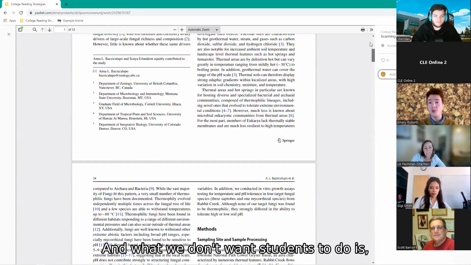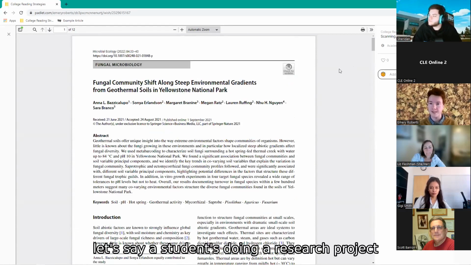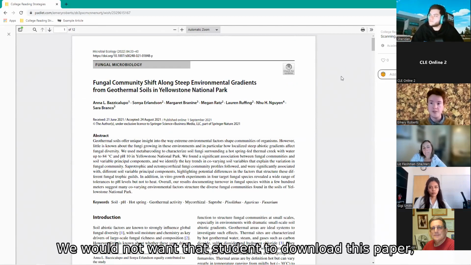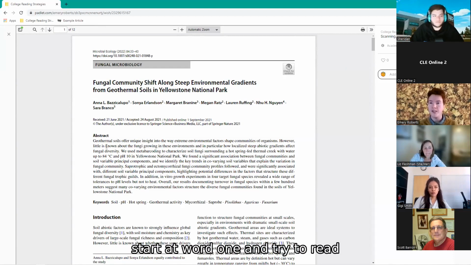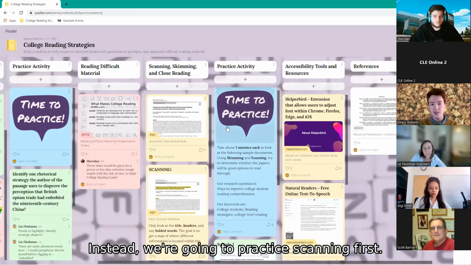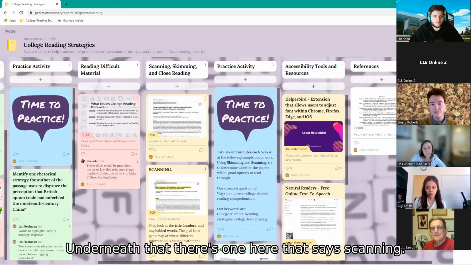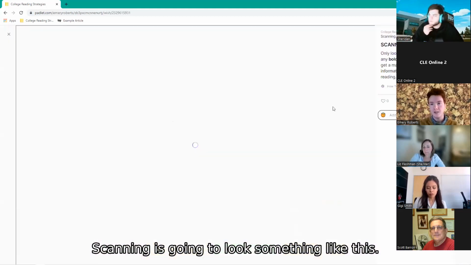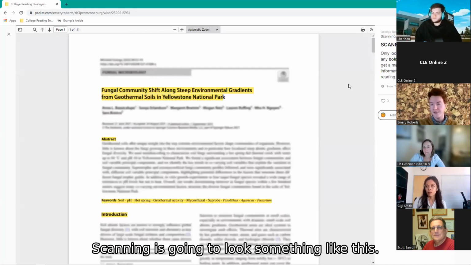And what we don't want students to do is, let's say a student's doing a research project on fungus living in extreme environments. We would not want that student to download this paper, start at word 1, and try to read the whole thing through doing that close reading. Okay. Instead, we're going to practice scanning first. So underneath that, there's one here that says scanning.